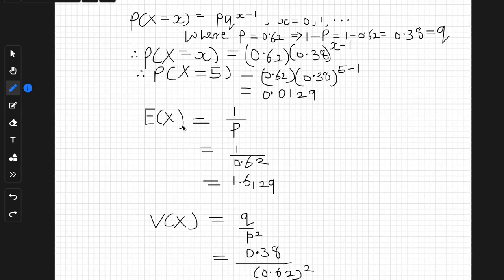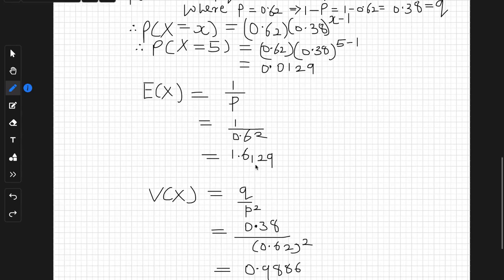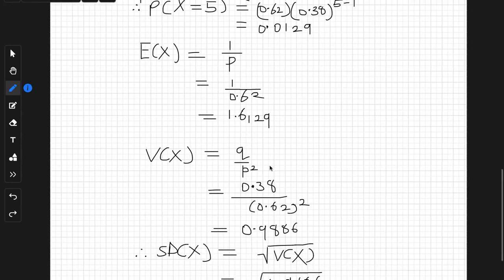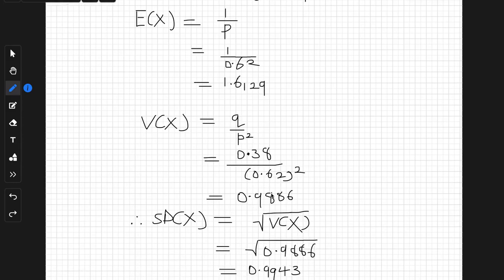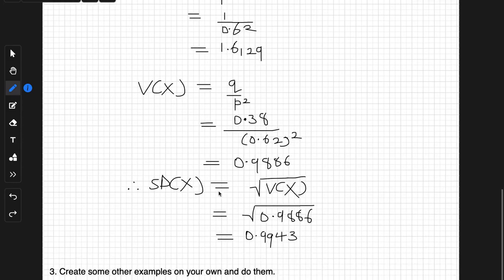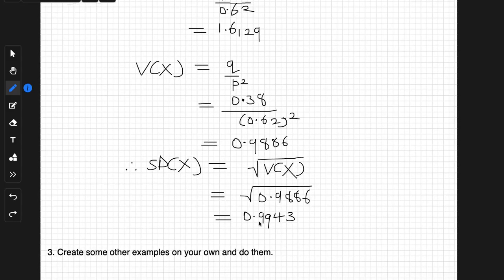And then we can look for the mean, 1 over P, and that would be 1 over 0.62 in this case, and that gives us 1.6129. And the variance of X will be Q over P squared. That gives us 0.38 divided by 0.62 raised to the power of 2. And that gives us 0.9886. Then the standard deviation can always be obtained from your variance. You just look for the square root of the variance, and then you have your standard deviation.